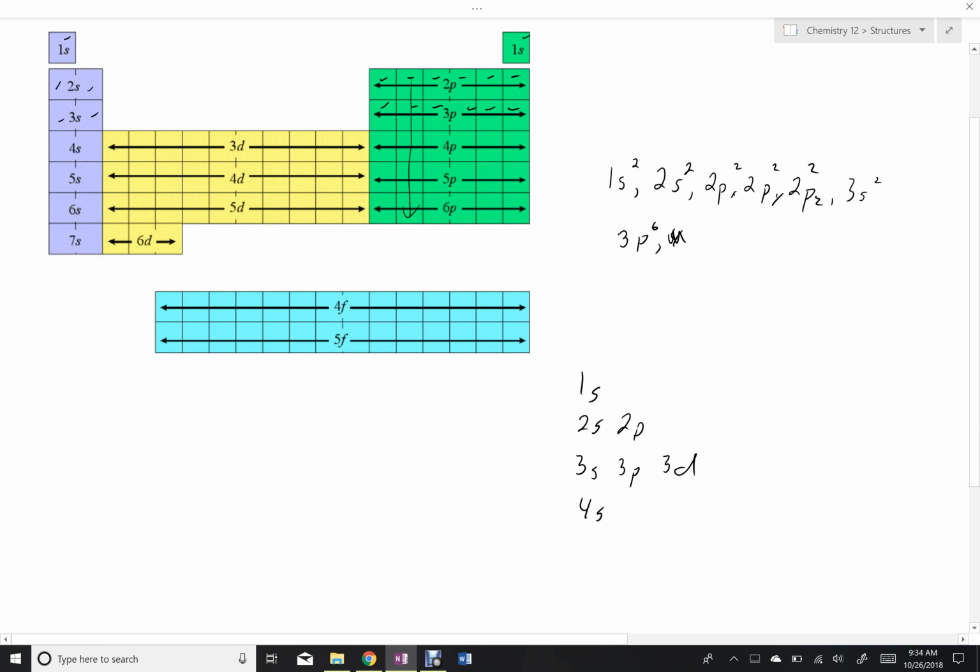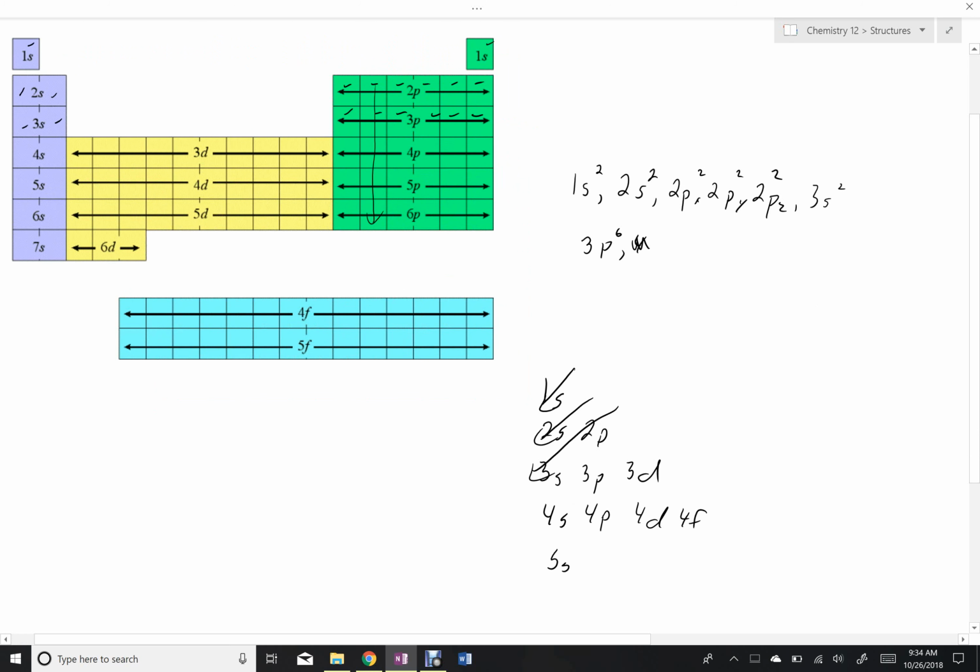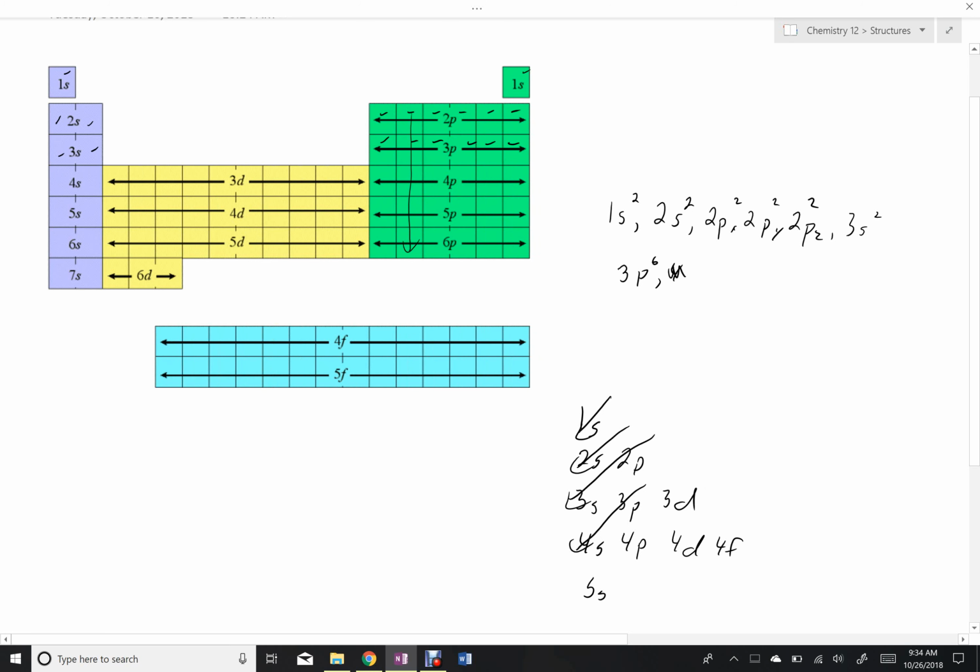So instead of filling the 3d shell next, we actually end up filling the 4s shell. We're here and we're going to the 4s shell next. And we have 2 atoms then that represent our alkali and alkaline earth metals that are filling their 4s shell. And then we get 10 more electrons associated with the 10 atoms that could go into the 3d shell. 1, 2, 3, 4, 5, 6, 7, 8, 9, 10.